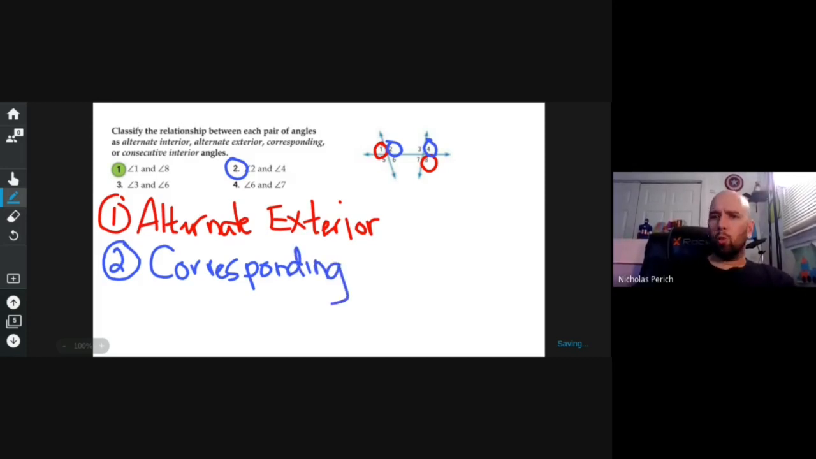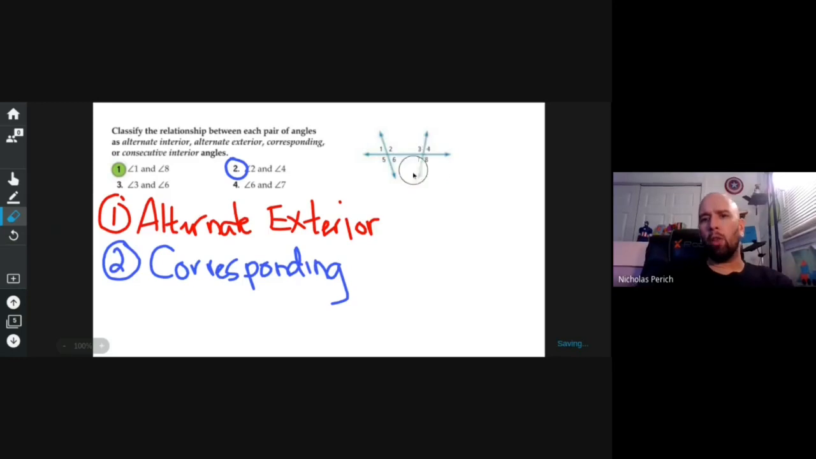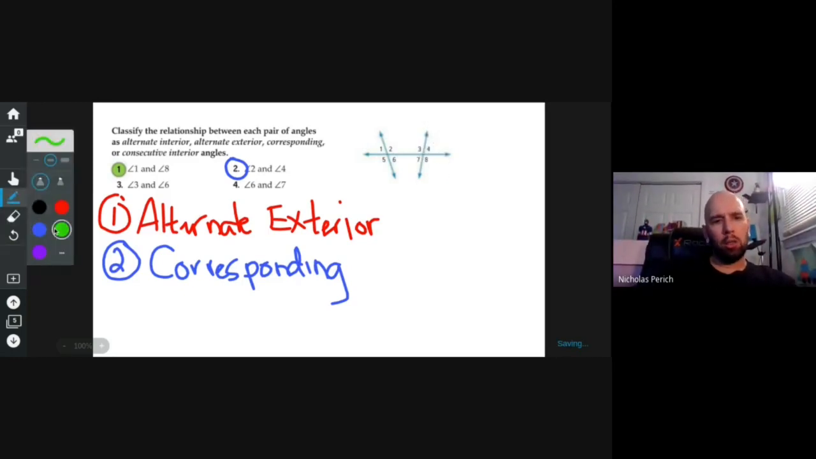Since 2 lives on the top right of this group of 4 angles, and 4 lives on the top right of that group of 4 angles, you have yourself corresponding. Corresponding means wherever they live on the one chunk of 4 angles, they're going to live in the same part on that chunk. 3 and 6.